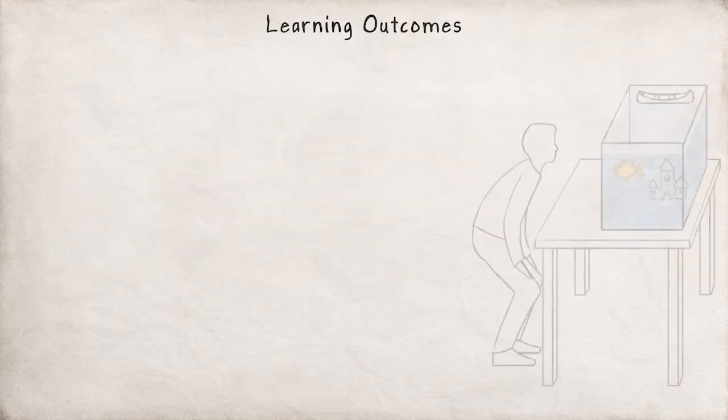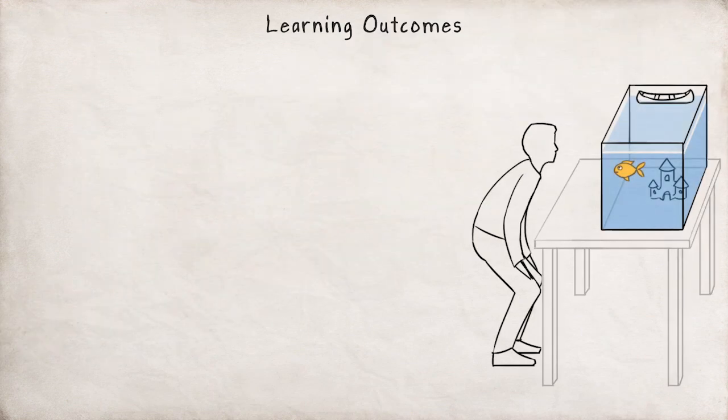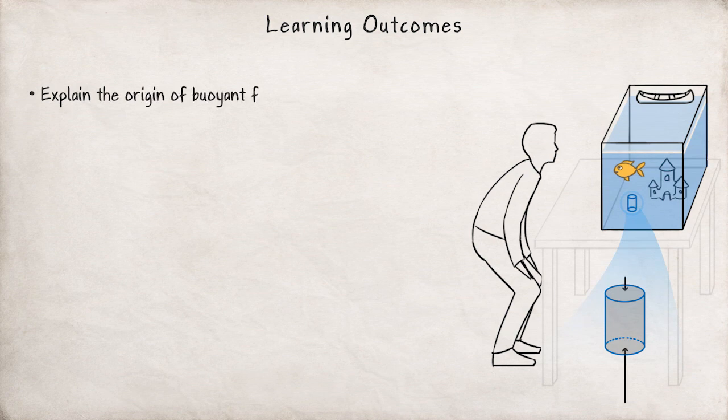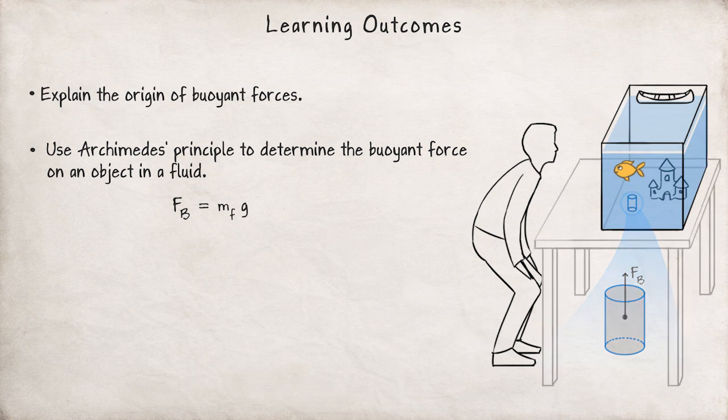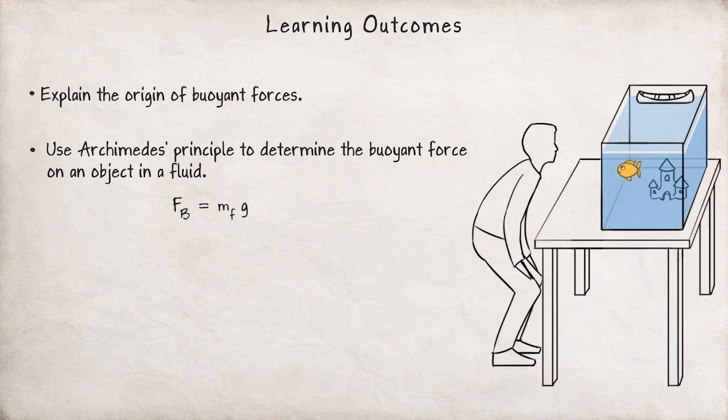Okay, let's recap what we learned about buoyancy. We set out to explain the origin of buoyant forces and used Archimedes' principle to determine the buoyant force on an object in a fluid. Mathematically, Fb is equal to mf times g, which is the weight of the displaced fluid. The density of an object, compared to the fluid it is immersed in, determines if it floats to the top, stays stable, or sinks to the bottom.